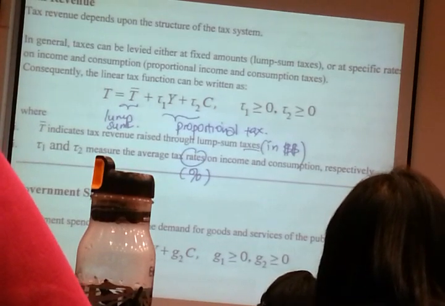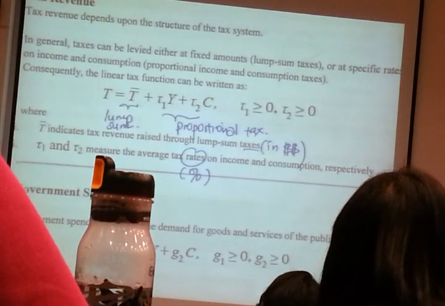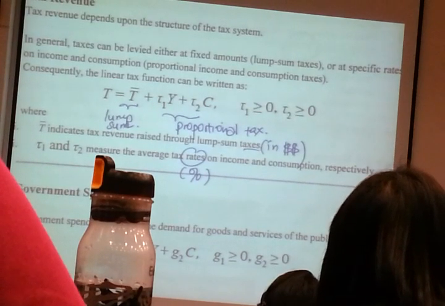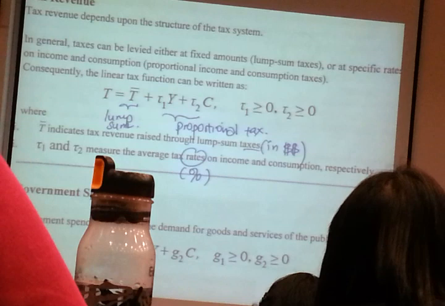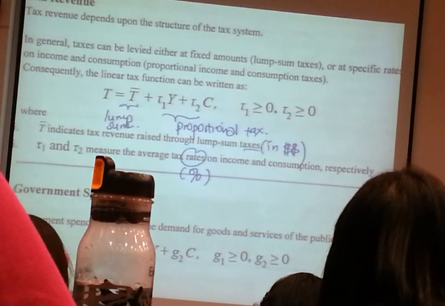So therefore, each has its pros and cons. Therefore, government actually collects both types of taxes: lump sum and proportional tax.